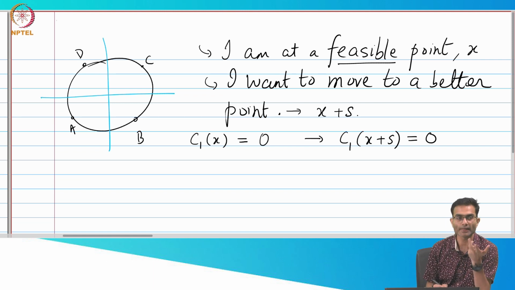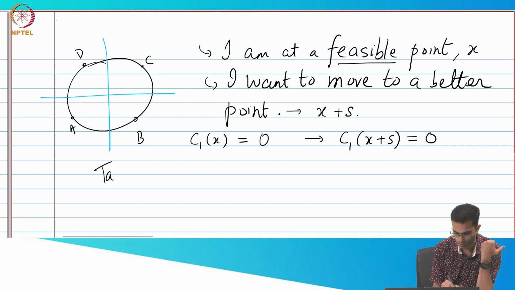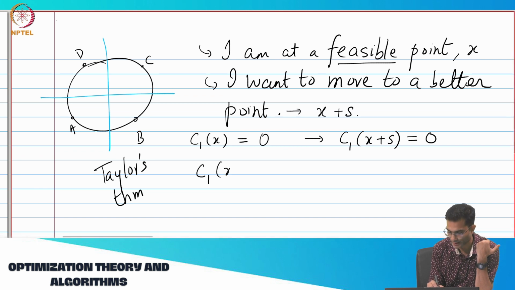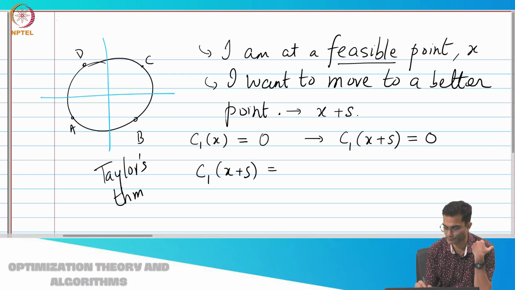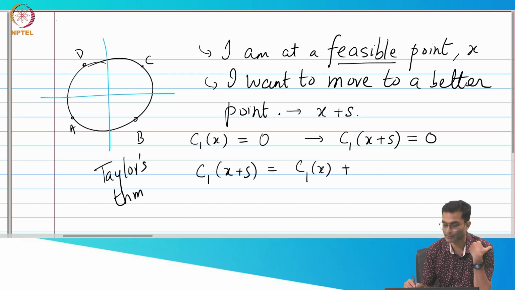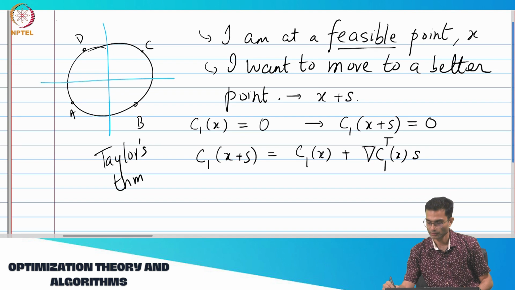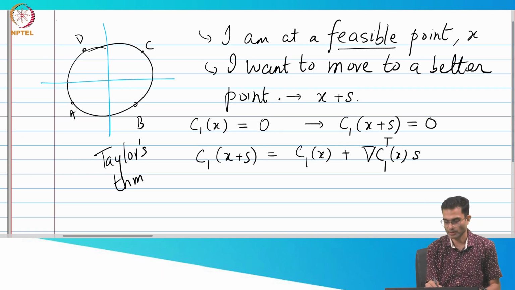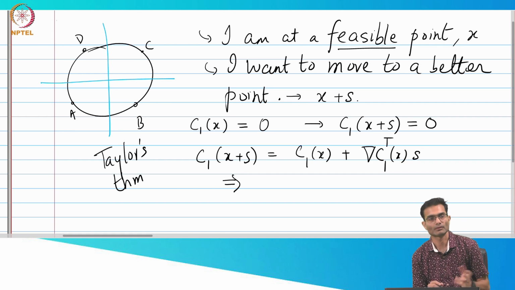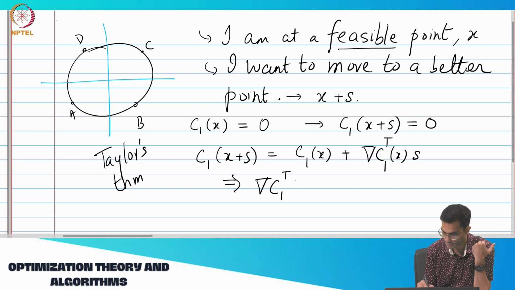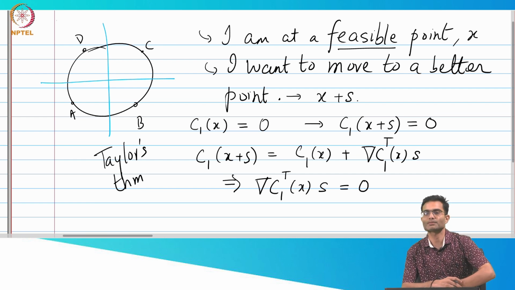If I apply Taylor's theorem to C1, C1 of x plus s, the first term will simply be C1 of x, the second term will be grad C1 of x transpose multiplied by s. This is simple, right? And so, this tells me what? There is no option but grad C1 transpose s should be 0. Grad C1 of x transpose s is equal to 0. That is how it looks algebraically.